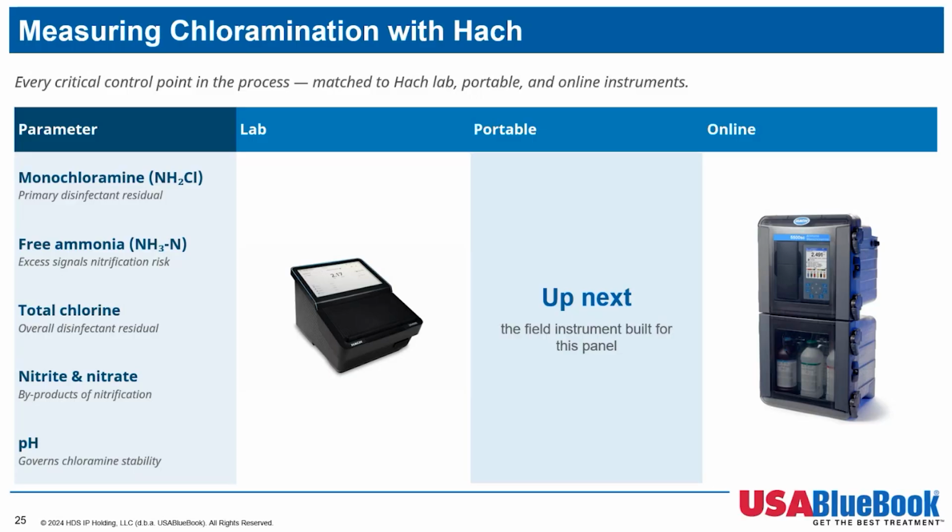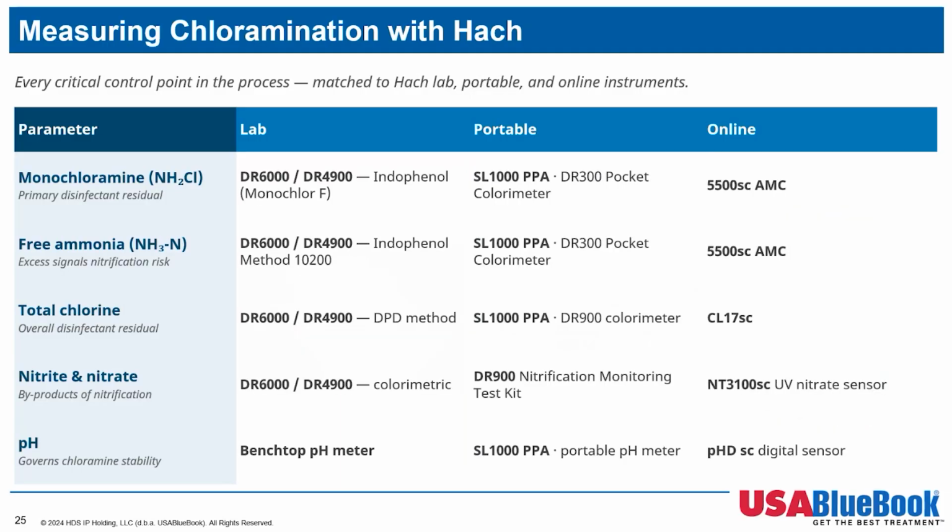On the left, we have listed every control parameter we've talked about, matched to how you'd measure it 3 different ways: bench, field, and continuously or online. The lab column is straightforward, and the online column is where a lot of utilities are heading.